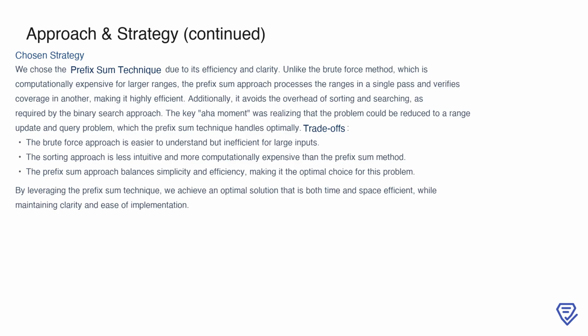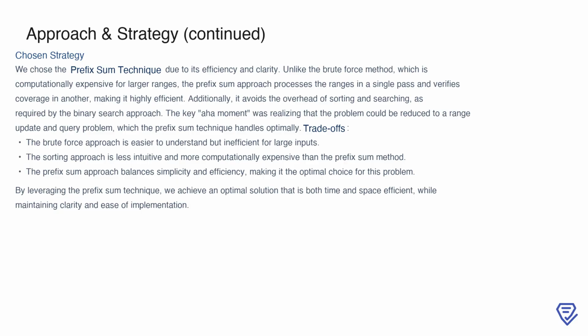After evaluating the different approaches, we chose the prefix sum technique as the most efficient and clear solution. Unlike the brute force method, which becomes computationally expensive for larger ranges, the prefix sum approach processes the ranges in a single pass to mark coverage and verifies it in another pass, making it both time and space efficient. Additionally, it avoids the sorting and searching overhead required by the binary search approach.